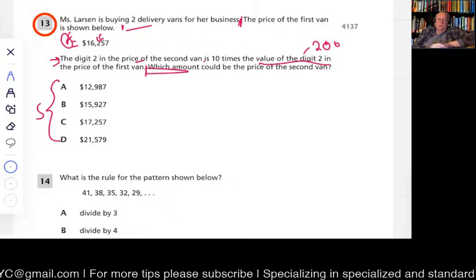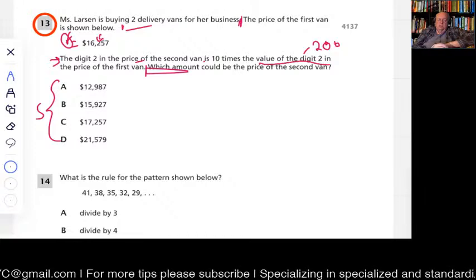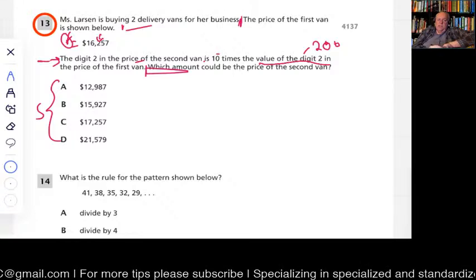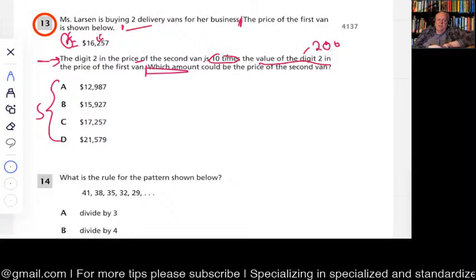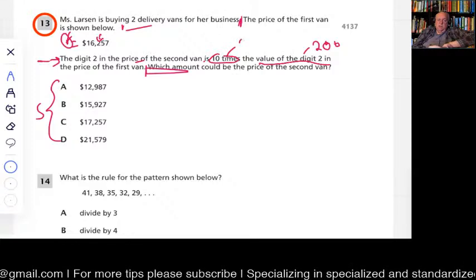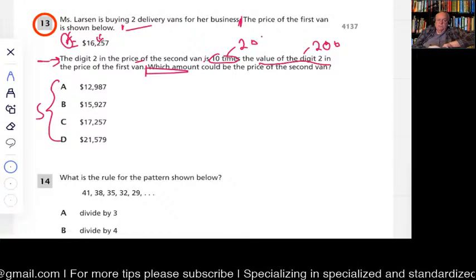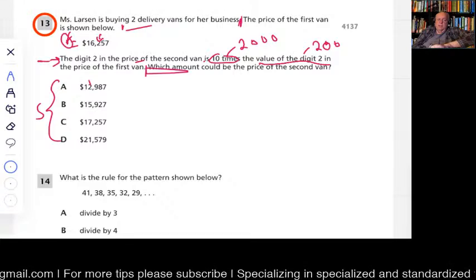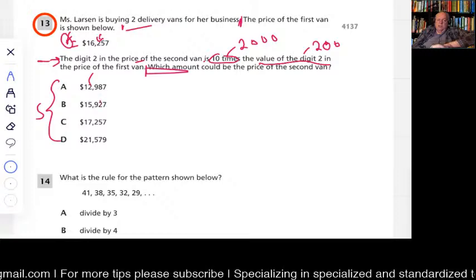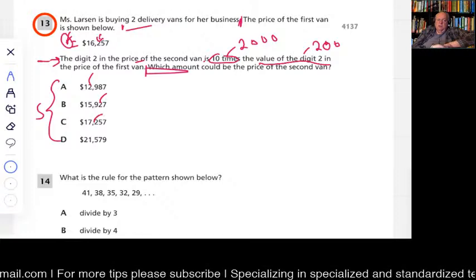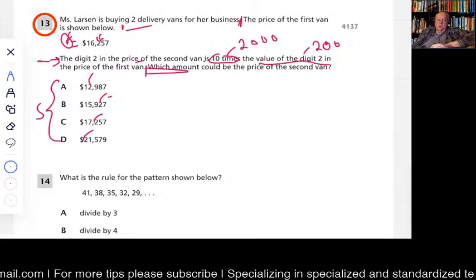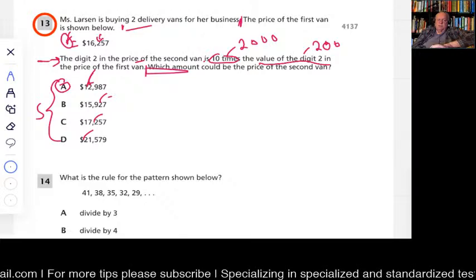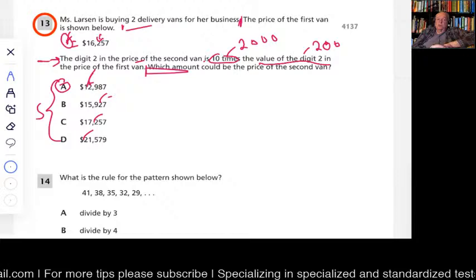If we go back to this arrowed line here, the digit 2 in the price of the second van is 10 times that value. So the value of the digit 2 in the answer has to be 2,000. Which of those numbers has a place value of 2,000? It looks like A to me. B, no, that's a 10. This is 100, and that's a 10,000. So the only one that has it would be A, because that's 12,000. That 2 is in the thousands column, which means the value of the 2 is 2,000.